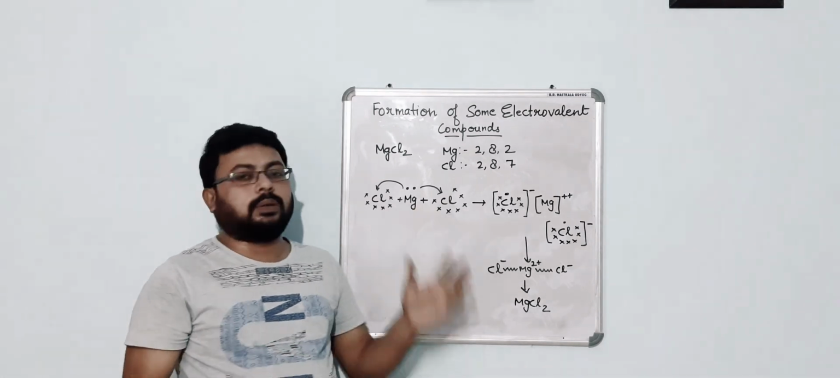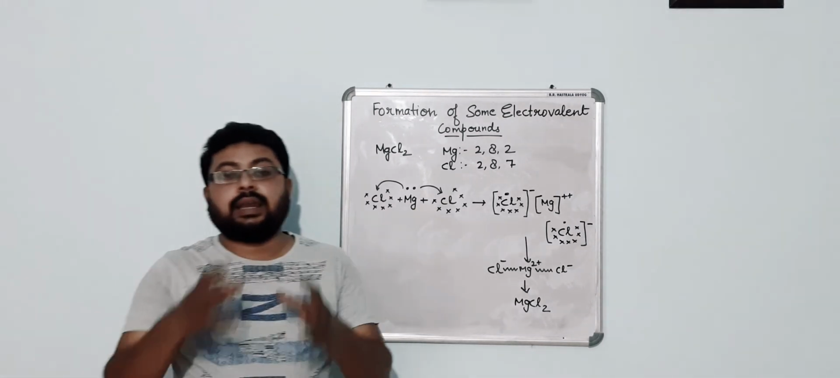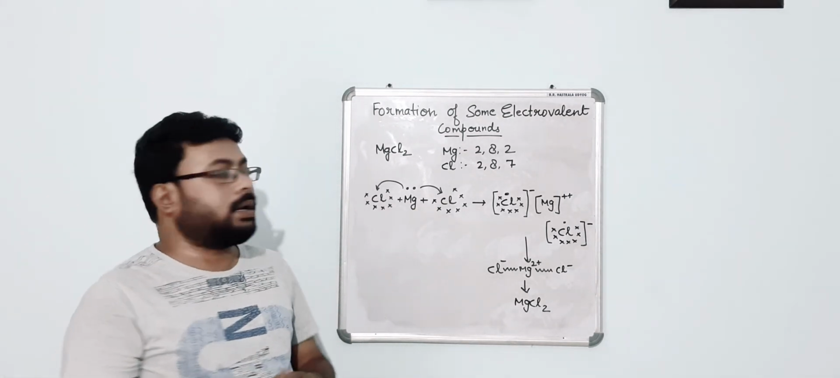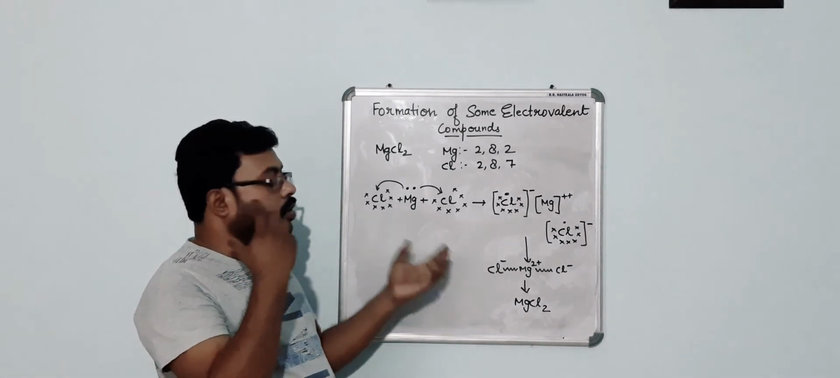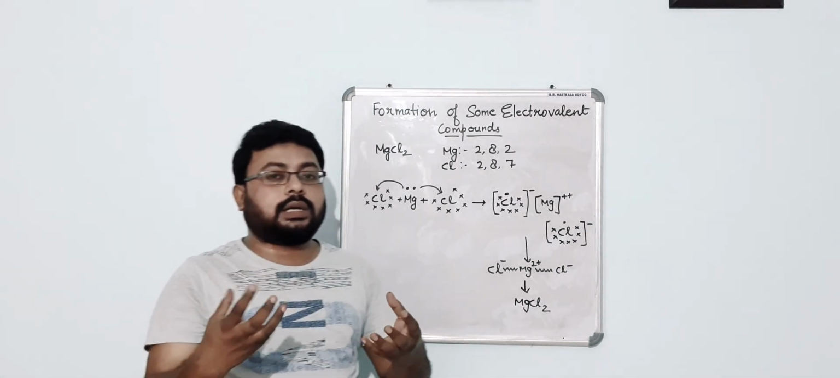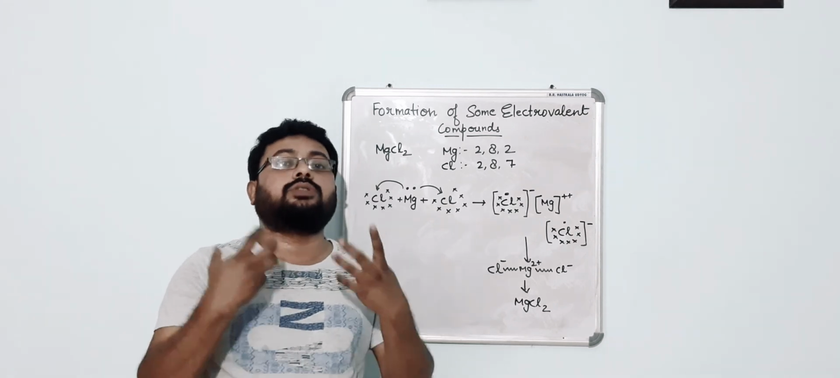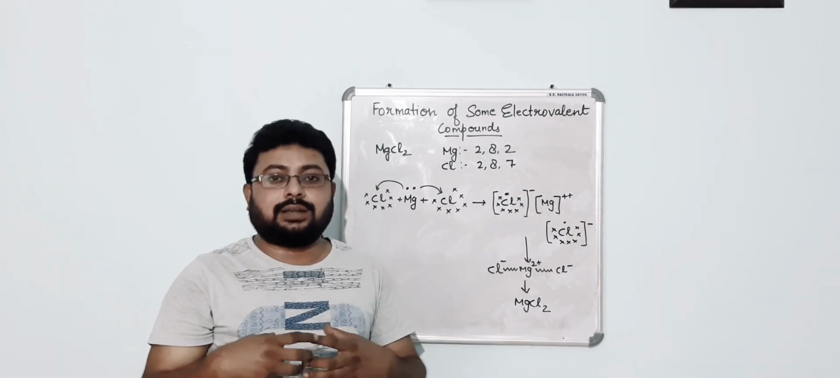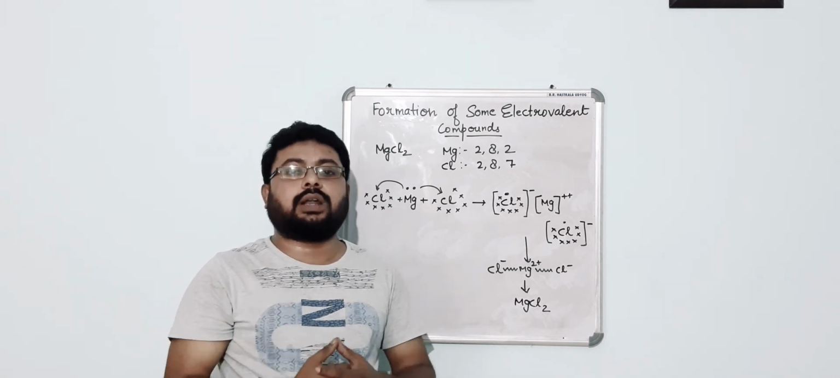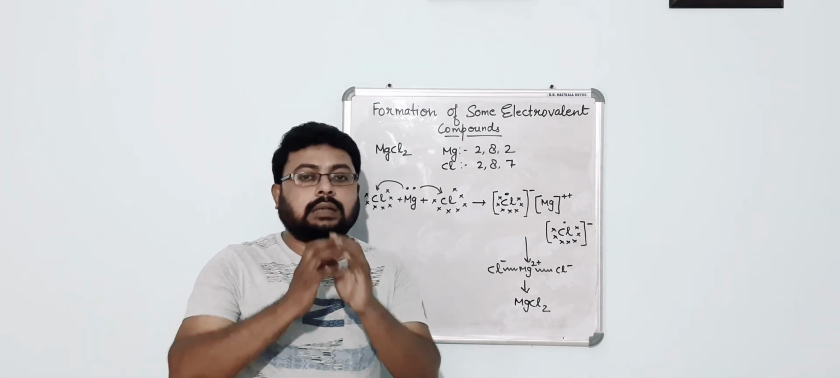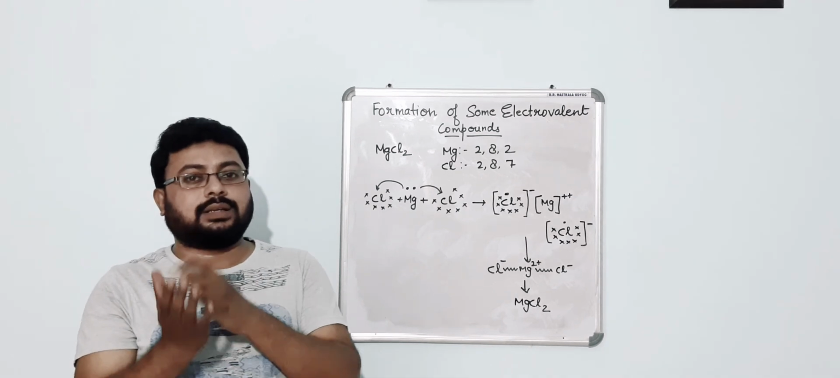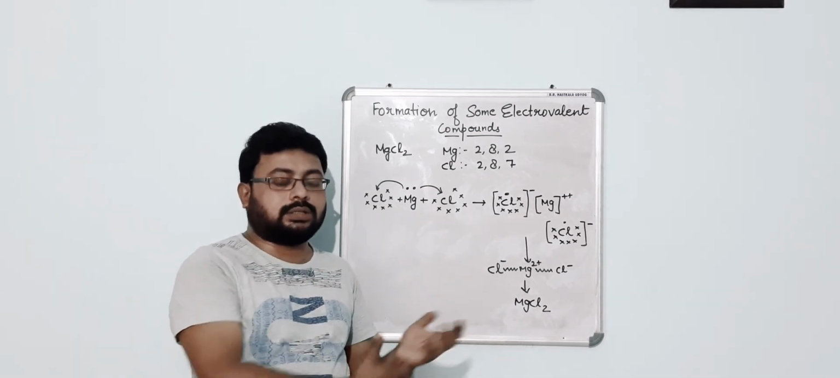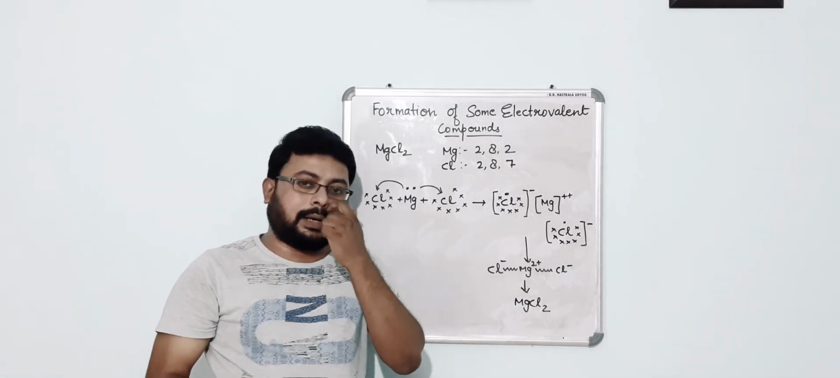So these types of compounds are known as electrovalent compounds, okay, because their bond is electrovalent, something related to electricity, something related to charge. So a bond formed between two oppositely charged ions is actually called an electrovalent bond, and the compounds which are formed as a result of such bond formations are known as electrovalent compounds.